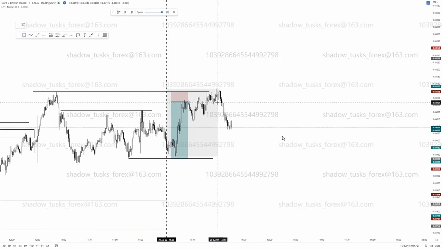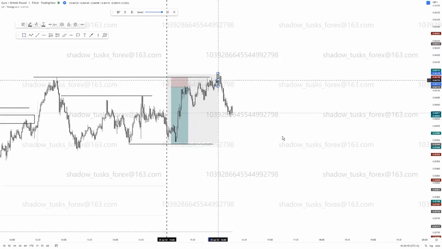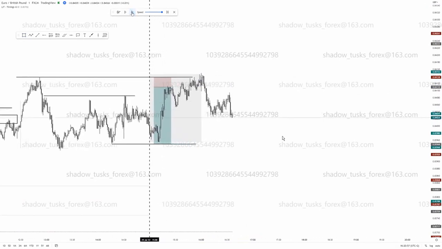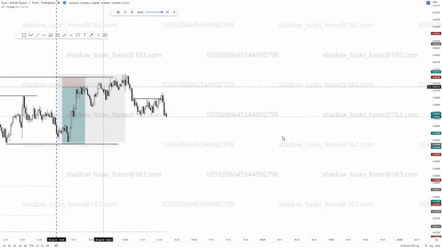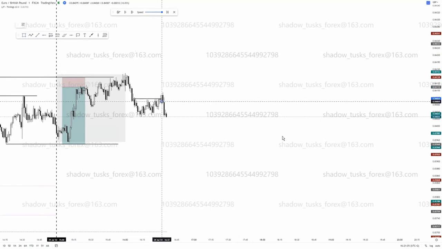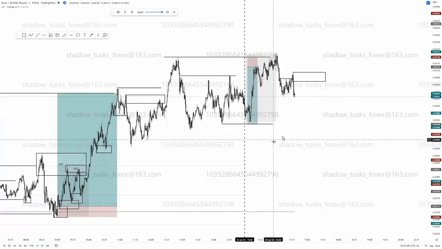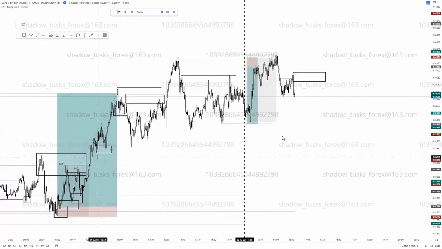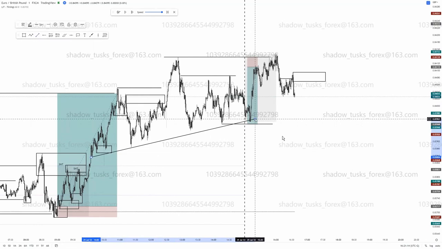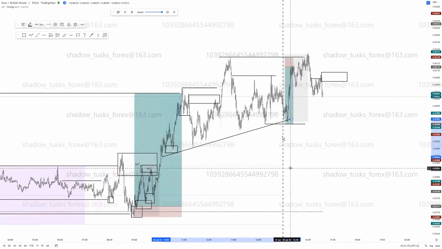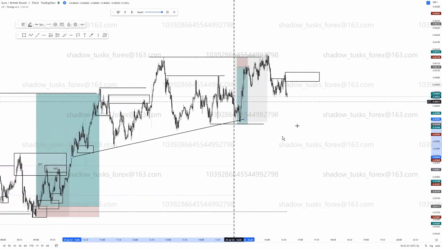Entry-wise, if we get a build-up, no, I don't think I would actually. I did not think I would. But I would actually be interested in this right here. Looking at this, this is all liquidity right here. So potentially you could even target an Asia high bounce.